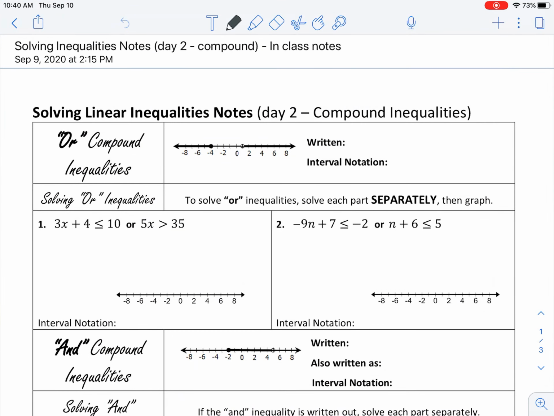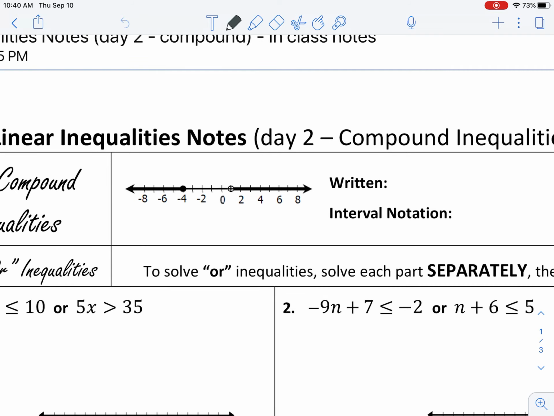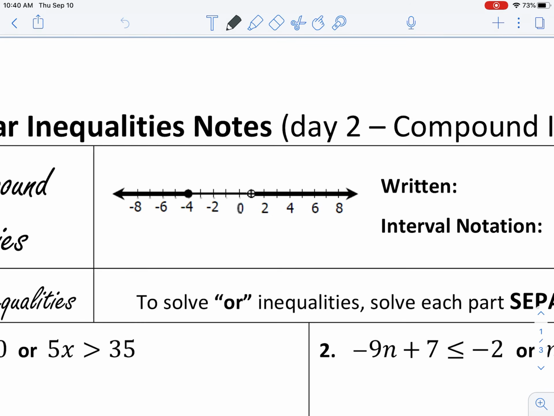Hello everybody. Today we are going to talk about solving linear inequalities that are compound inequalities. There are two kinds: "or" compound inequalities and "and" compound inequalities. For the or, you can see that it's going to look like two rays, and you're going to do those parts separately.